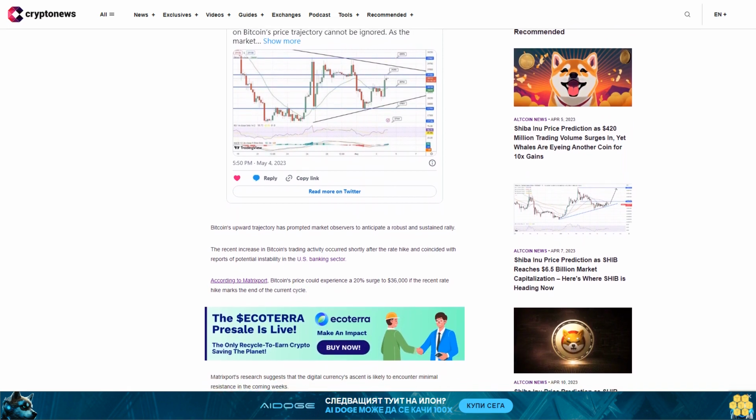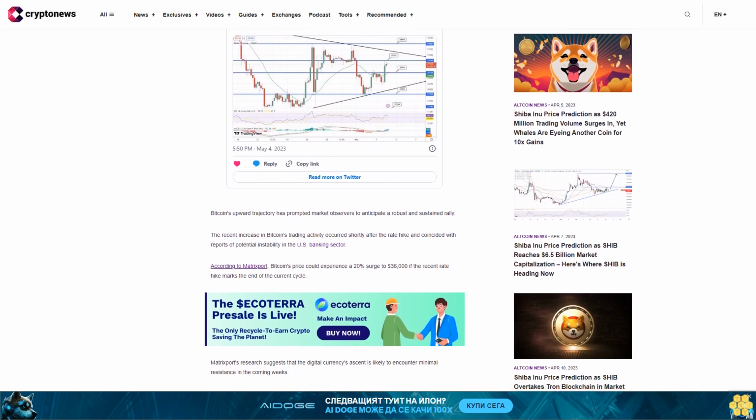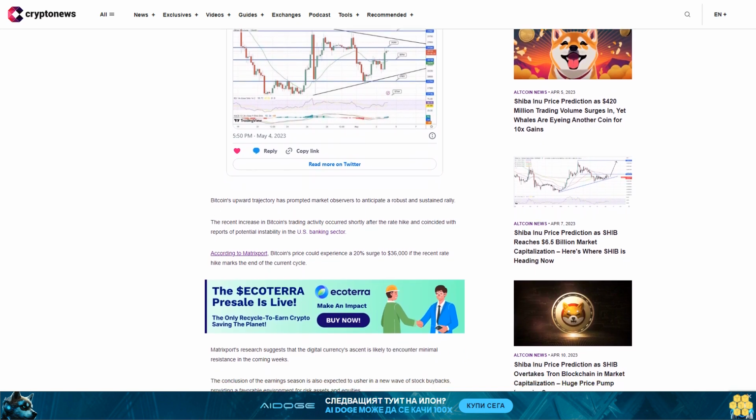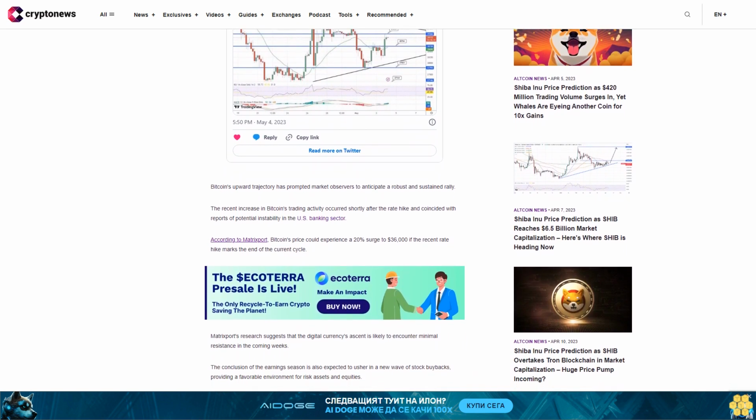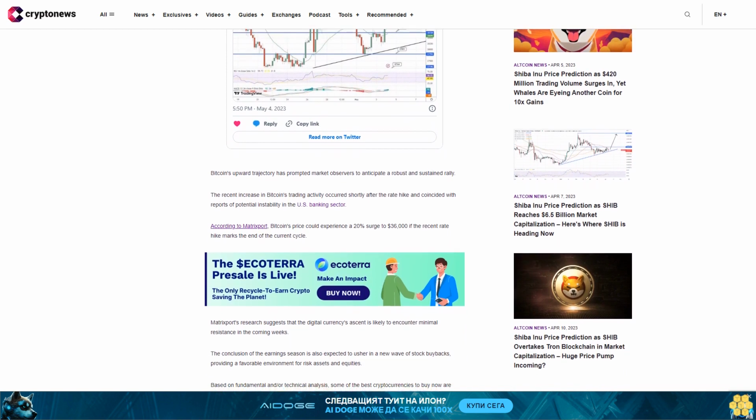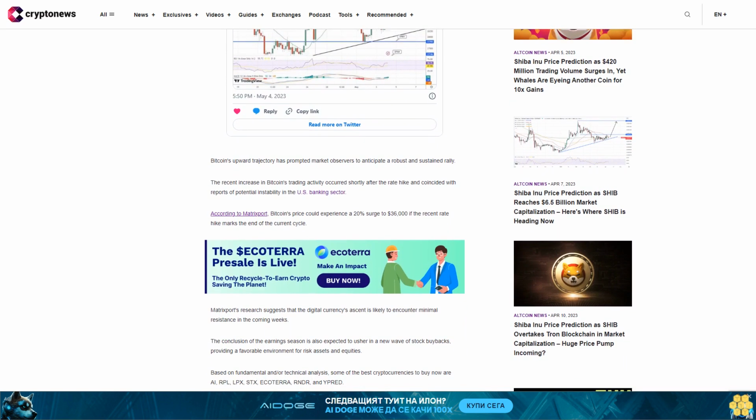Based on fundamental and/or technical analysis, some of the best cryptocurrencies to buy now are AI, RPL, LPX, SDX, Ecodura, RNDR, and IPRIT. AI Doge, merging AI and memes for creative expression.